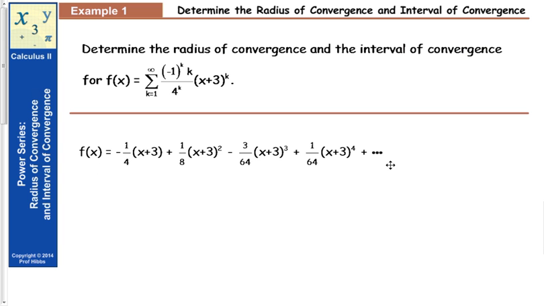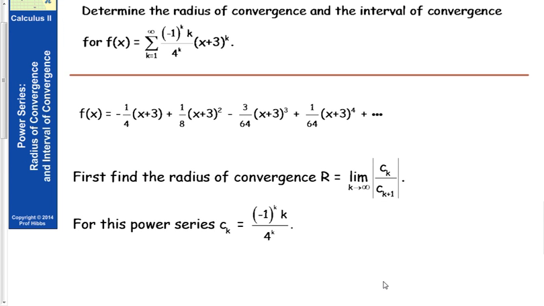We've got a new infinite sum. First we're going to find the radius of convergence, but we always need that before we find the interval of convergence. And so we have to identify what our C sub k's are, the coefficients. The C sub k's is this expression right here, the part that doesn't involve x.